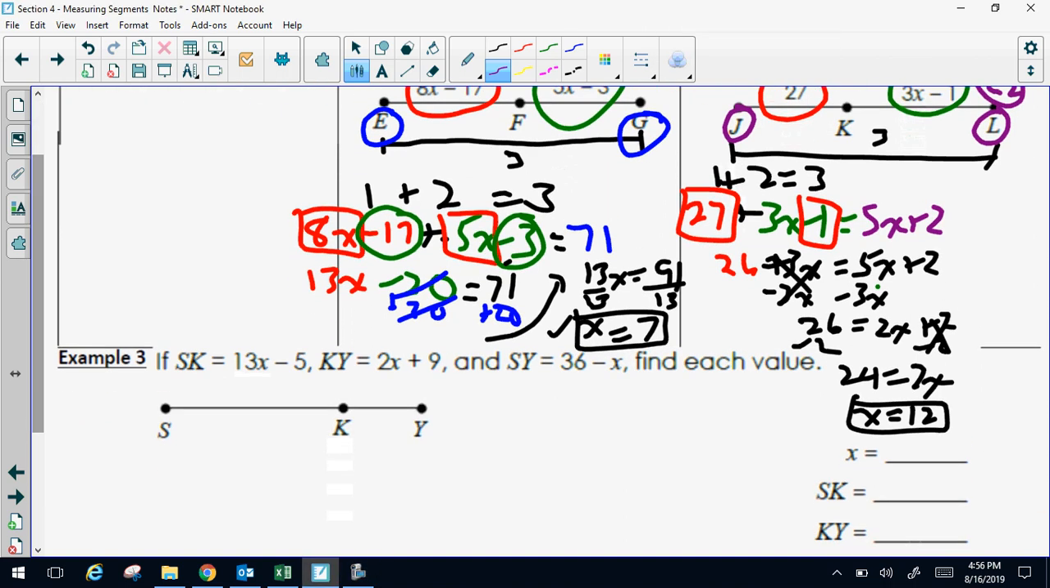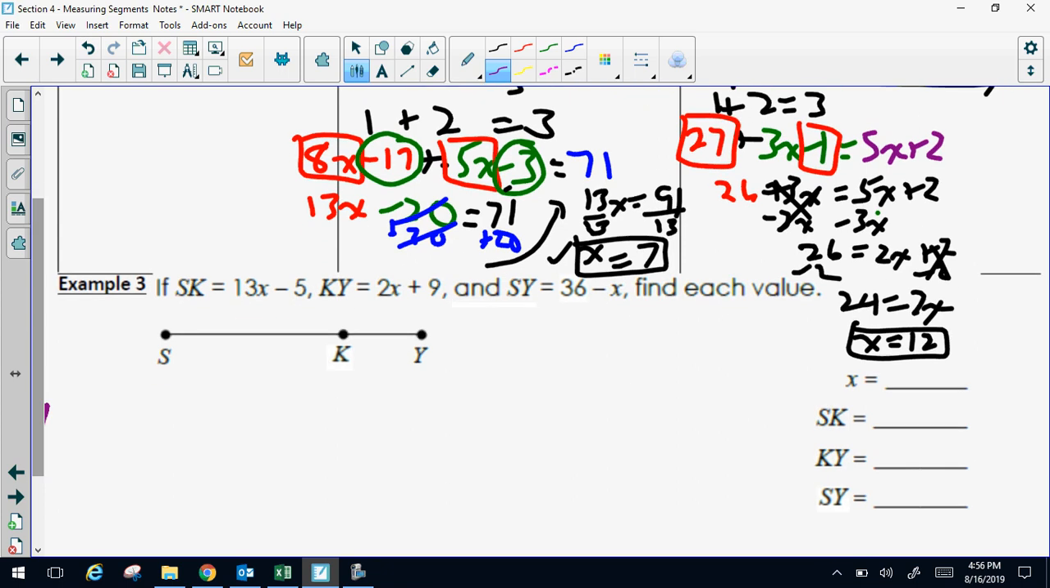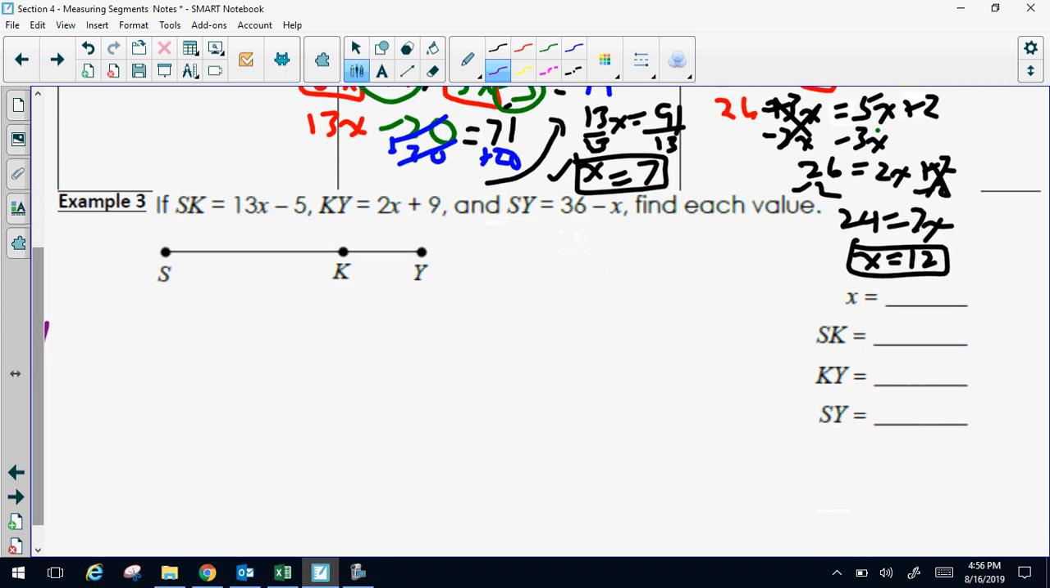And that is the length of this segment. Okay. Down here on the bottom, let's go ahead and label it again. You have segment 1, segment 2, and the whole thing. So segment 1 plus segment 2 is equal to segment 3.